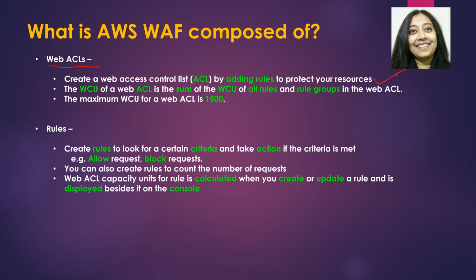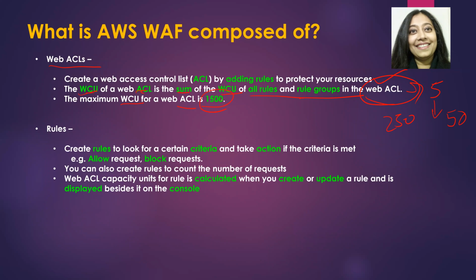Now, whenever you create this web ACL, remember we are talking about WCUs, that is the capacity units, right? So the number of capacity units for this ACL is a sum of all the WCUs of all the rules and rule groups that are part of that ACL. So if this ACL has 5 rules and each rule has a capacity unit, I don't know, whatever, 10, 50, I'm just going to say, then the ACL will have a WCU of 250, right? The maximum WCU that an ACL can have is 1500.